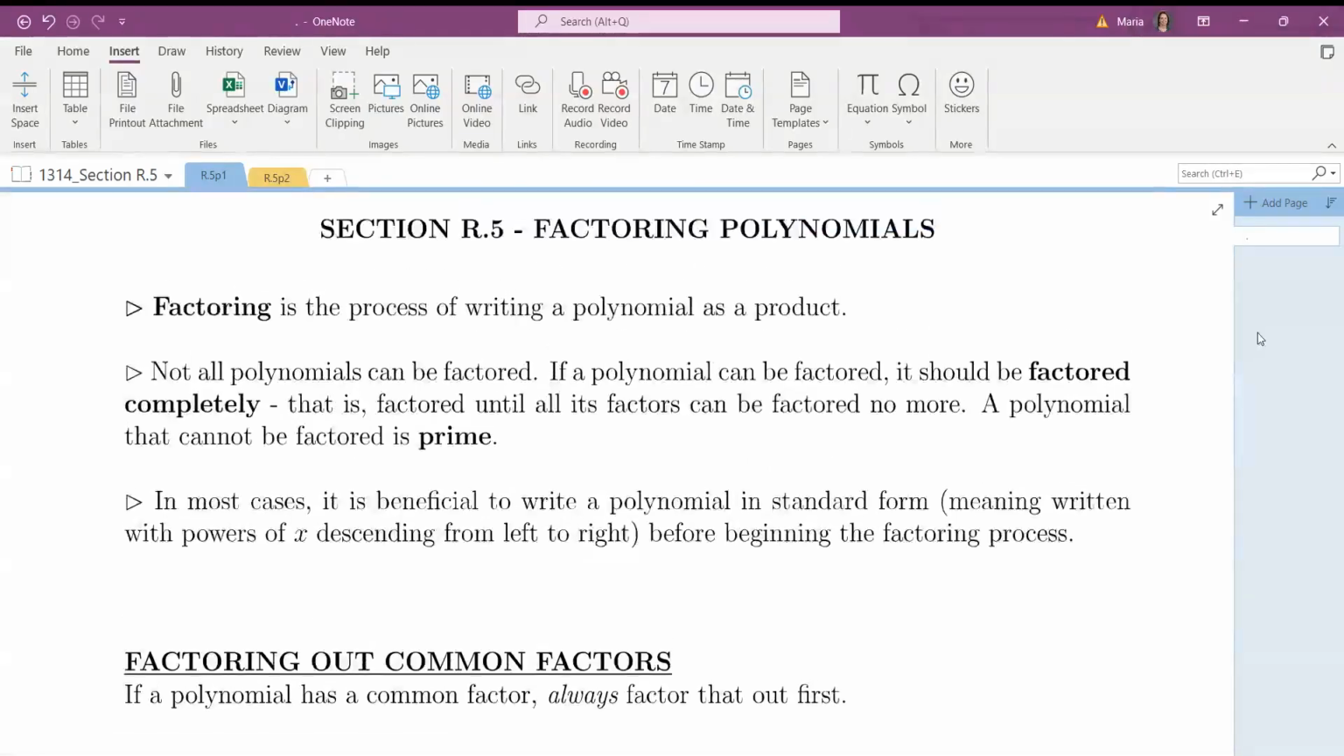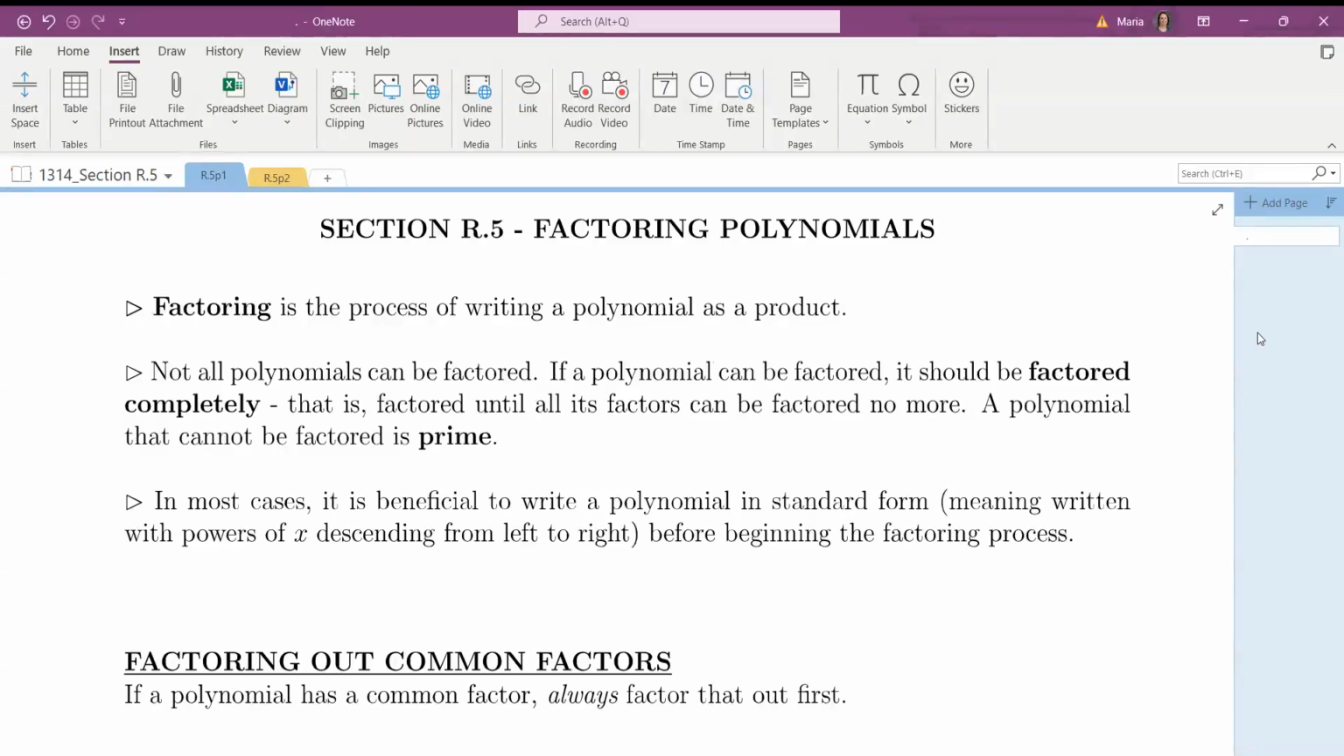Not all polynomials can be factored, but if a polynomial can be factored, it should be factored completely. And that means it needs to be factored until all of its factors can be factored no more. A polynomial that cannot be factored is called prime. Okay, so a good rule of thumb to remember is when you're factoring something, you need to factor until you can factor no part of it anymore.